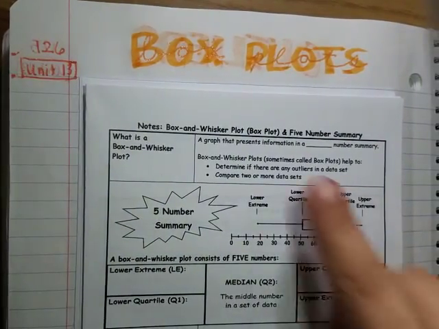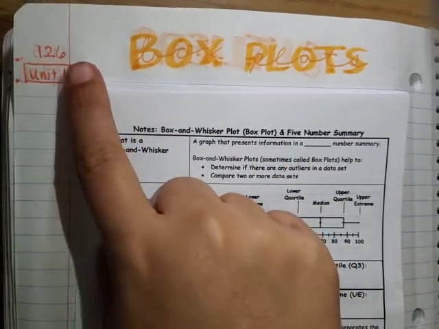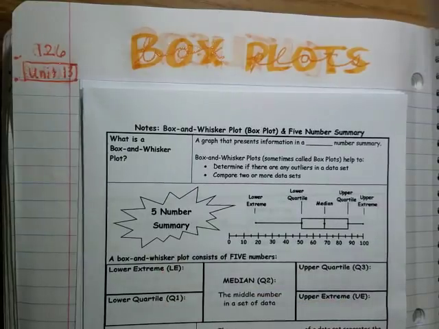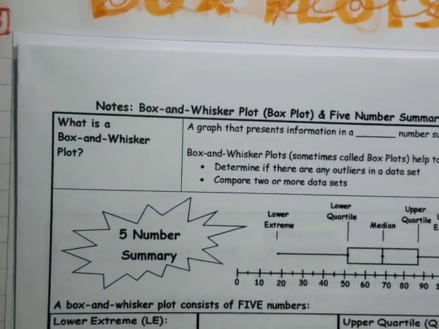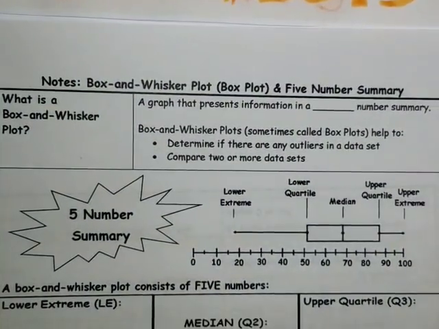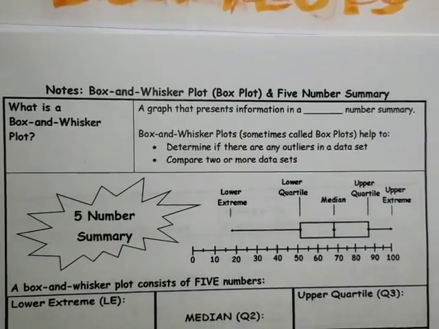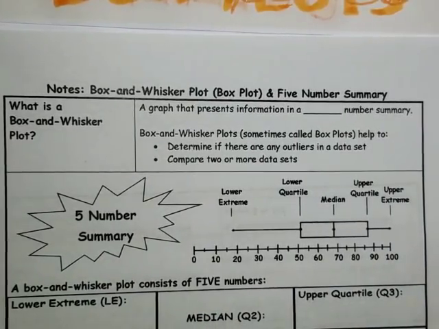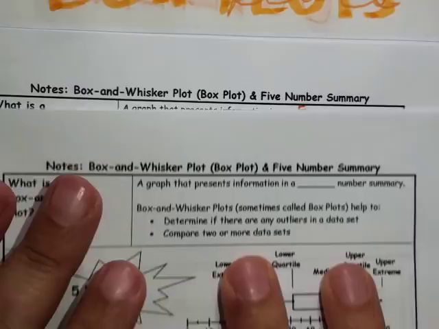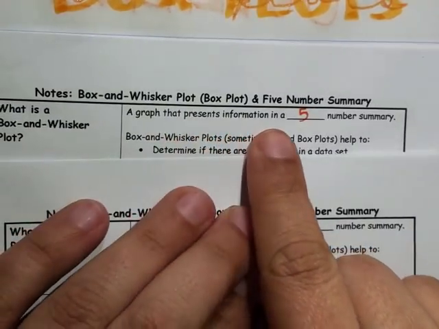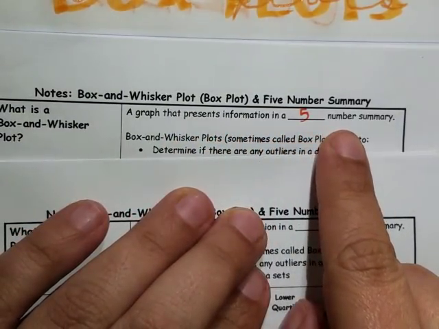Hi, good afternoon. These notes are on box plots, and this should be page 126 of our notebook. So at the very top of our notes, the first question says, what is a box and whisker plot? A box and whisker plot is a graph that represents information in a 5-number summary.